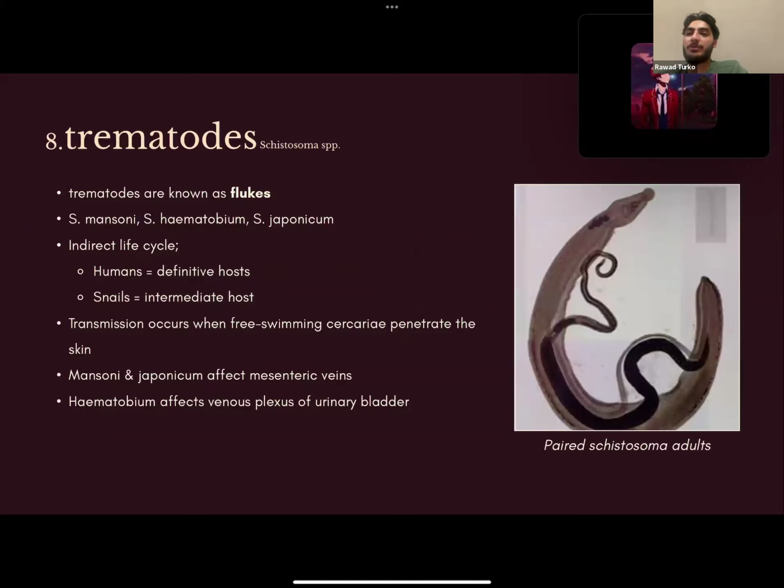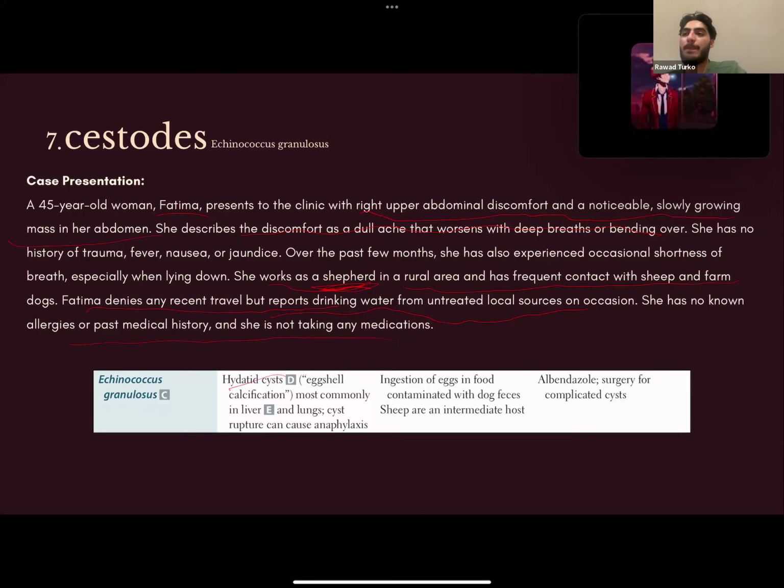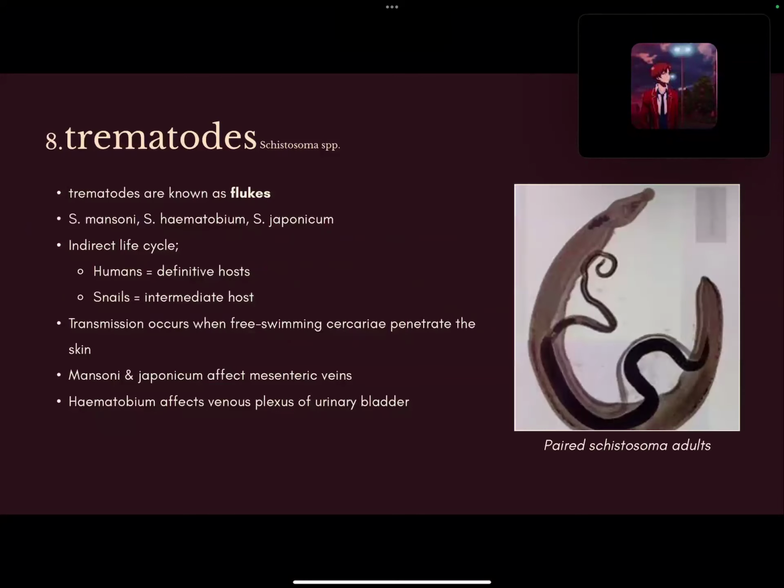Now for trematodes. I guess for trematodes we only have schistosoma, unless I'm mistaken. First of all, trematodes are also known as flukes. Schistosoma is the one we're going to be talking about. There are 3 different organisms that we need to know for schistosoma. The first one is Mansoni, the second one is Hematobium, and the third one is Japonicum.